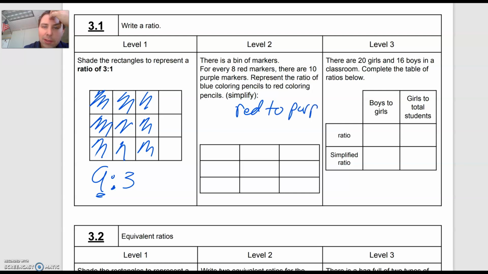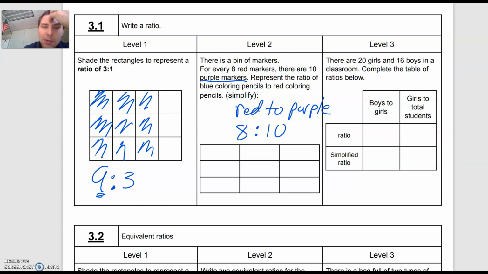And now the key thing is that the order does matter. So if I look here, I have 8 red, so therefore 8 will go first. I'll put a colon, and the next one will be 10. So 8 to 10 is what I should have written. If I did 10 to 8, it would be wrong, because then I'm saying 10 red to 8 purple, and that's not what's given here.